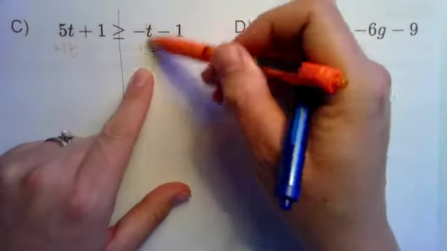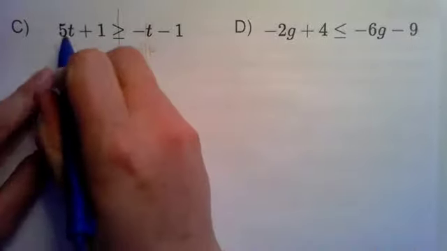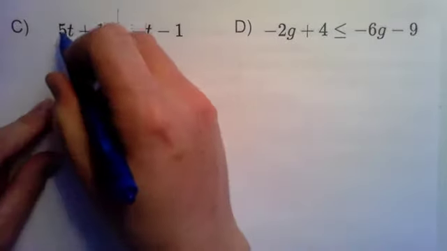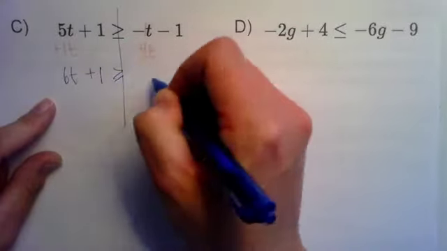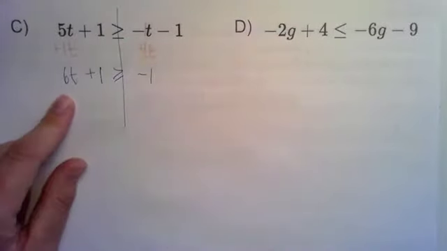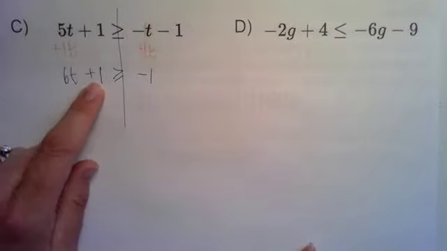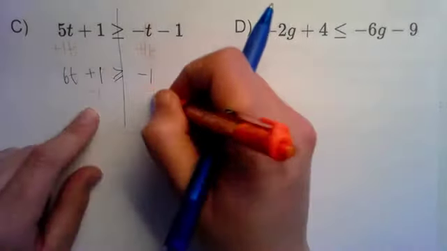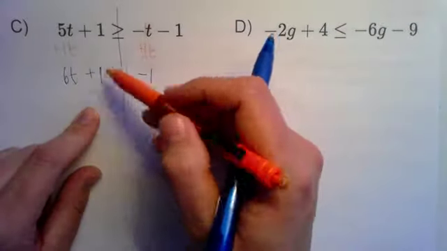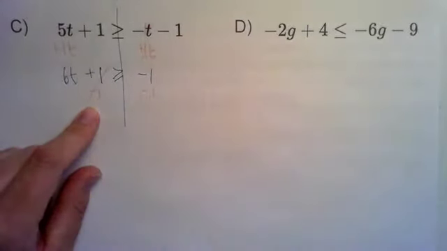Negative 1 and positive 1 make a 0. Here, who wins? 5t's plus 1t is 6t's. Plus 1 is greater than or equal to negative 1. Then we can go ahead and move the 1. Isolate our t. We got to move this away, so let's subtract 1 from both sides. Positive 1 and negative 1 make a 0.